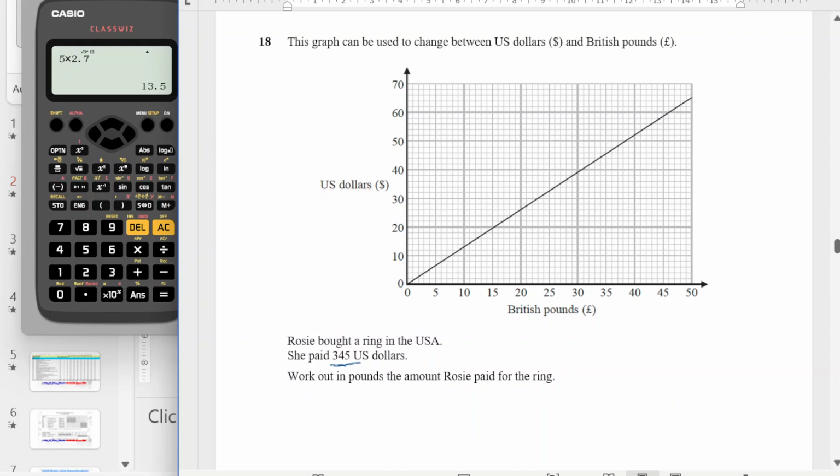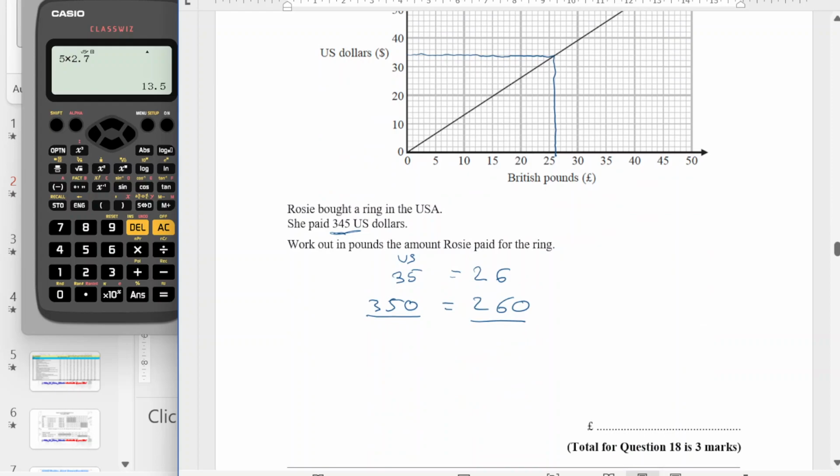So what I'm actually going to do is I'm going to find 35. So 35 US dollars is going to be equal to, if I go 35, go across to my graph, and then read down, just over £25. So we're looking roughly sort of £26. So 350 times by 10 is going to be equal to 260. So that's how I would do my conversion. So I would say 260.